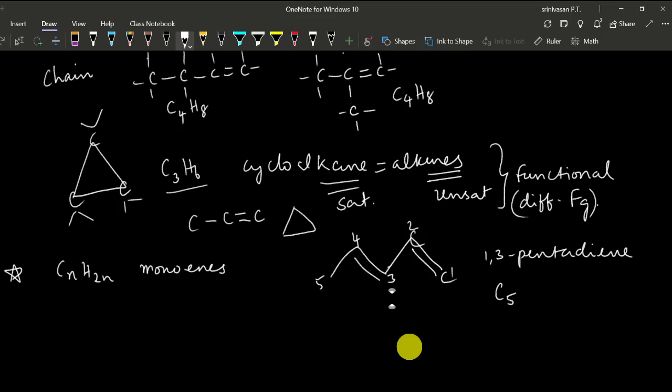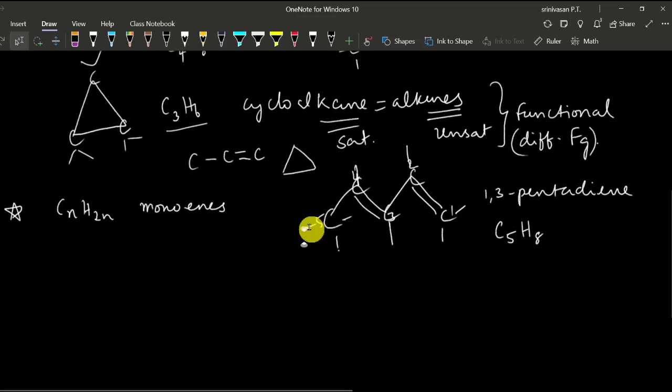Now if you look at the formula of this compound, you will have C5. If you count the hydrogens: this carbon contains 3 hydrogens, this carbon contains 1, this contains 1, this contains 1 and this contains 2. So 3, 4, 5, 6, 7 and 8. This is H8. Now if you look at this formula, it doesn't fit into CnH2n.